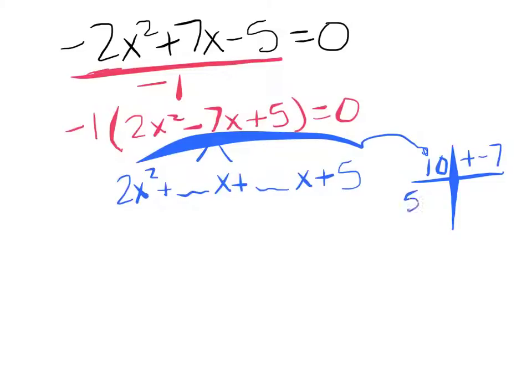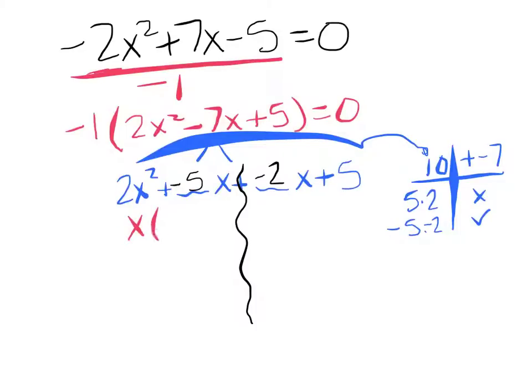5 and 2. But 5 times 2 is 10, but is 5 plus 2 -7? No. But there was a clue. 5 plus 2 is regular 7, positive 7. So we could just say -5 and -2. That one works. Now I'm going to fill those into my blanks, -5 and -2. It doesn't matter which order you put them in, you will end up with the exact same factors at the end. So factoring out the GCF, looks like x is the only GCF for the first pair.